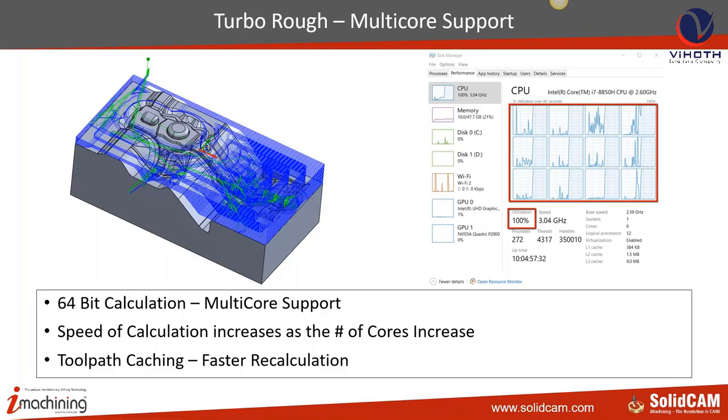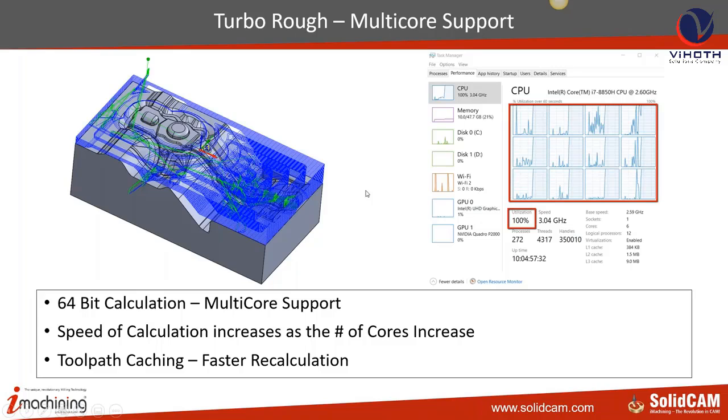The new Turbo Rough is a 64-bit engine, which means it utilizes all the cores that are available to it, and the memory that is given to it. It utilizes everything to its maximum, and that's how the software works. The calculation speed will definitely go up as your number of cores or logical processors increase. If you're working on a 4-core and you take the same part and calculate it on a 6-core, it'll be much faster. You go to an 8-core, it'll be even faster. 12-core, 16-core, and so on. It'll be much faster as you increase your cores and logical processors, of course.